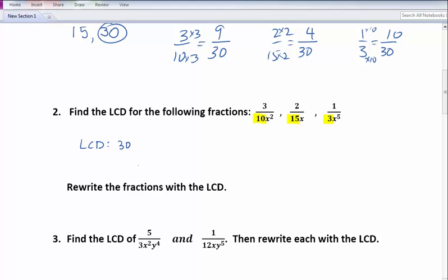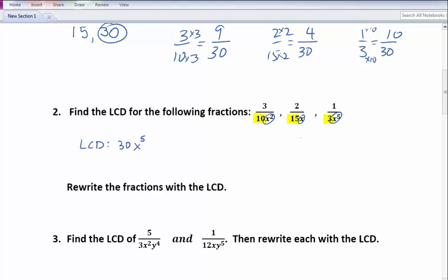Then if I look at the variable parts, notice these all have the same base. I've got an x squared, an x, and an x to the fifth. The least common denominator has to be something that all three of those divide into evenly, which means that it has to be the one with the highest exponent. So I've got an x squared, an x to the first, and an x to the fifth, and so my LCD is going to be 30x to the fifth. Basically, this is the thing that I can build all of these up to.